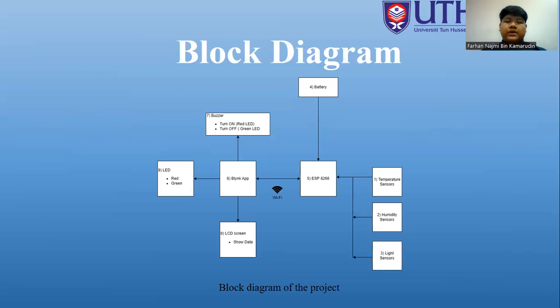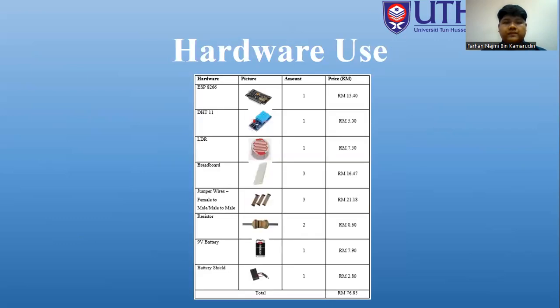So for the block diagram, this is the block diagram. First of all, it has the battery to power the ESP8266, and then we have the temperature sensor, humidity sensor, and light sensor, and then the ESP8266 will connect to the Blynk app through Wi-Fi, and then the Blynk app will have the data, buzzer, LED, and the LCD screen.